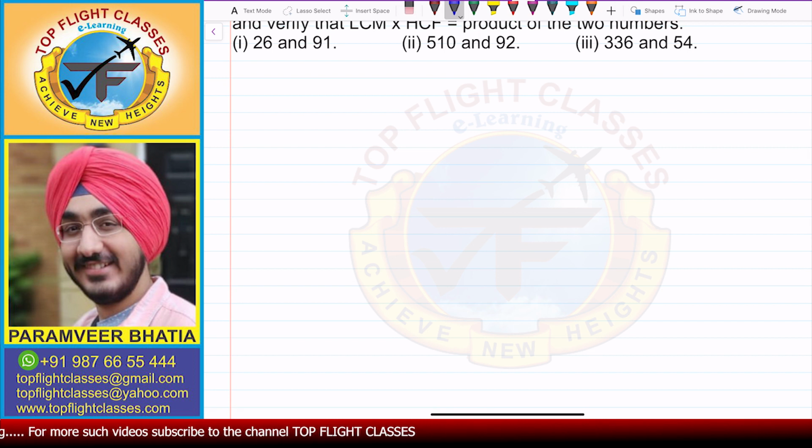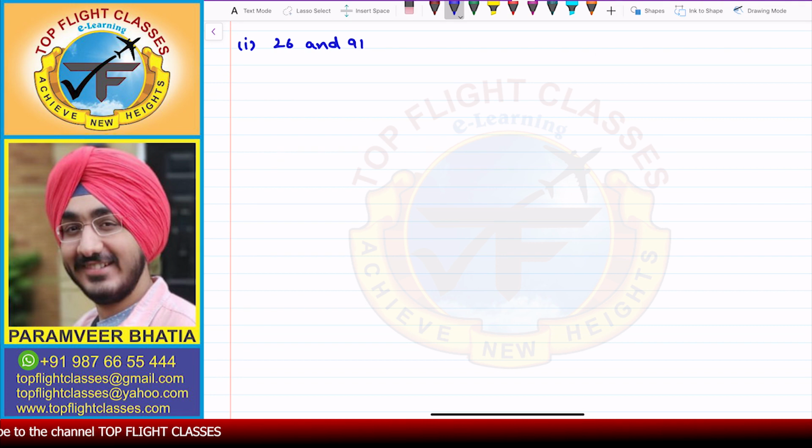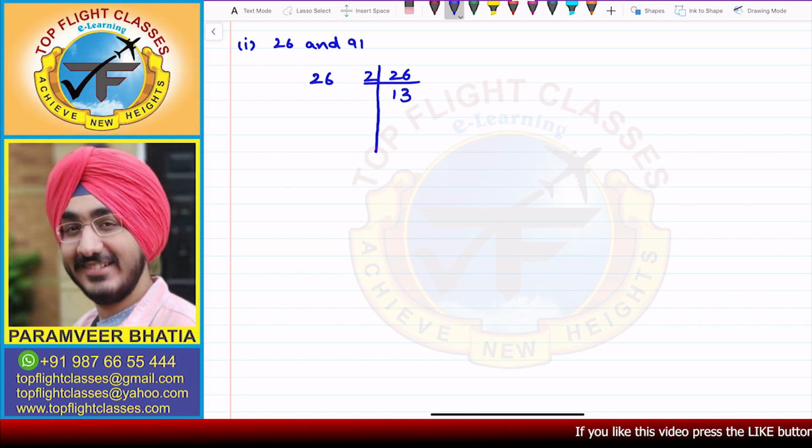The first part says that 26 and 91 are the two numbers. So for 26, if I do the prime factorization, 26 is divisible by 2. So I'll get 2 and 13. Now 13 itself is a prime number. So 26 is equal to 2 into 13.